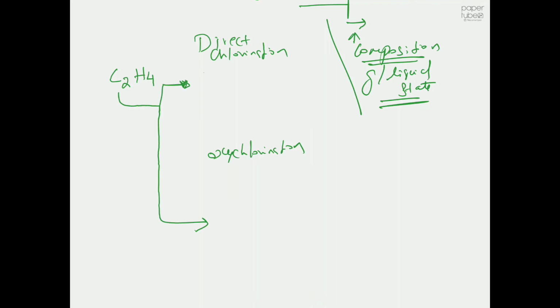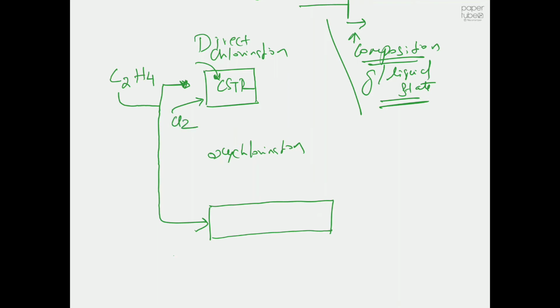Let's perform this direct chlorination reaction in a simple CSTR. We will add catalyst inside, and then we will perform this oxychlorination reaction in a plug flow reactor. Let's assume this is a catalytic reaction, and obviously for direct chlorination we need to supply Cl2, and for the plug flow reactor we need to give hydrochloric acid. Normally this hydrochloric acid will be the product from the CSTR. So the CSTR is going to produce hydrochloric acid plus your main product, which is ethylene dichloride.